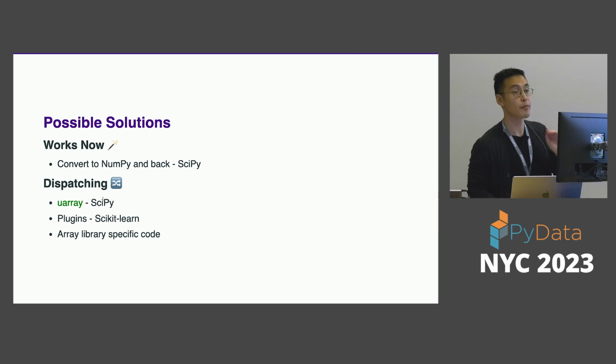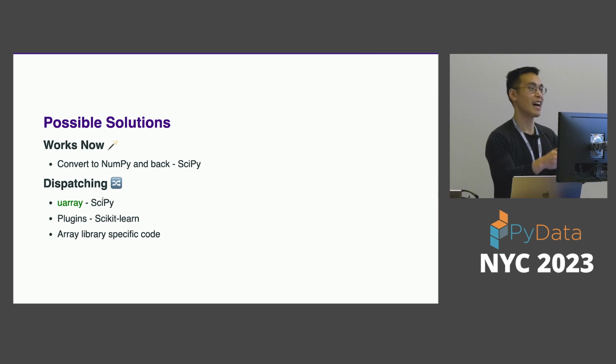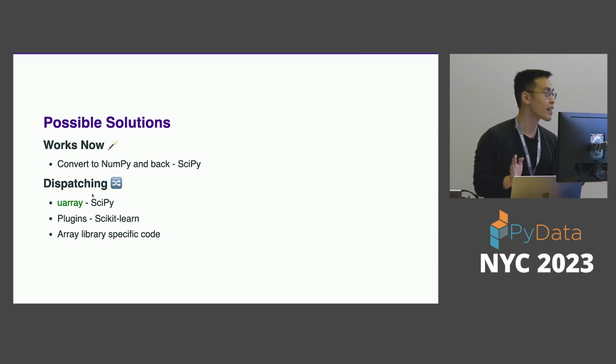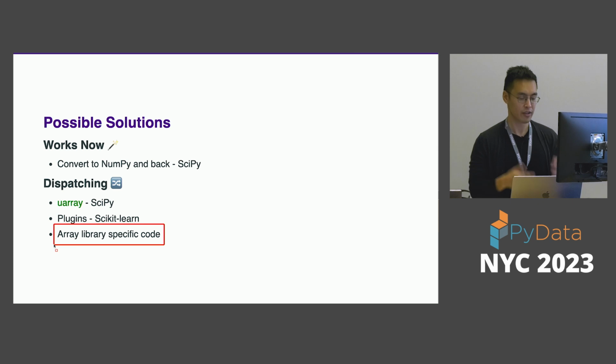There have been attempts to do this better, because we want to dispatch to compiled code that is not just for CPU. We want to dispatch to GPU compiled code too. SciPy has uarray, which has not panned out, simply put. Scikit-learn is experimenting with something called plugins, which is not in main yet, but we'll talk a little bit about it. In discussions with SciPy, they look like they're thinking about doing this one, which we'll talk about quickly in the next few minutes.